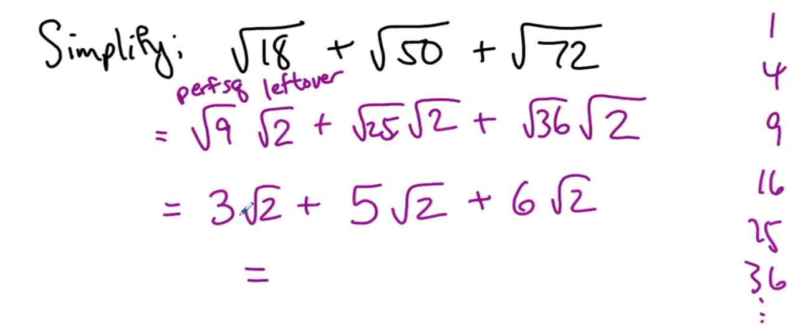So if I have 3 radical 2's and somebody gives me 5 radical 2's for my birthday, and somebody gives me 6 radical 2's because they like me, that's 14 radical 2's. And if you were to pull out a calculator and type in radical 18 plus radical 50 plus radical 72, and then you were to clear the calculator and type 14 times the square root of 2, you would get the same answers in both cases.